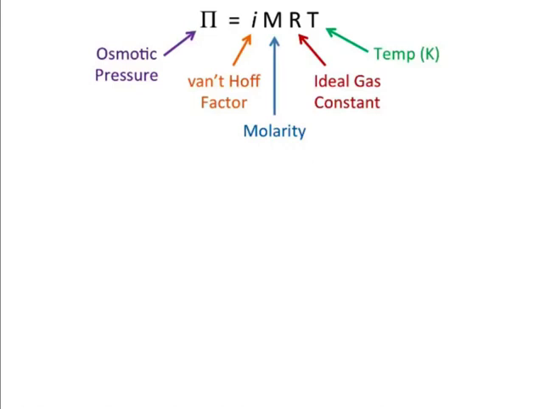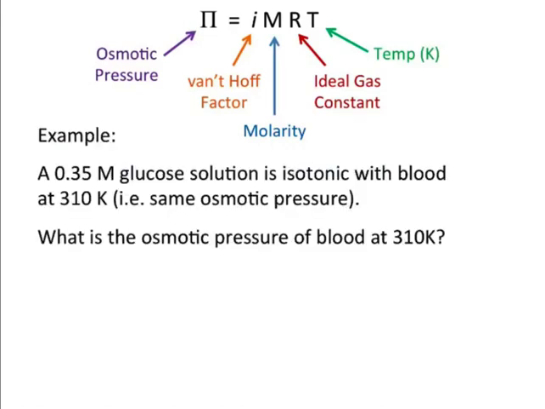All right. So quick little example. Say you have 0.35 molar glucose, and we're going to say that's isotonic with blood at 310 Kelvin. So that means they have the same osmotic pressure. So then what's the osmotic pressure of blood at this temperature? Well, if we calculate the osmotic pressure of our solution, then we'll be there.